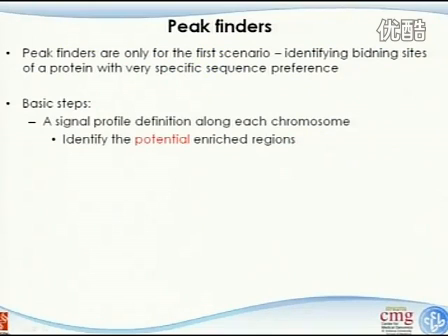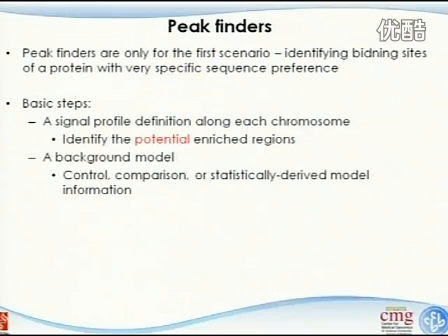The basic steps here, there's several different steps. The first step is a signal profile definition along each chromosome. So basically, whatever algorithm you use, you first scan the genome for the ChIP-seq signals and try to find some candidate regions that potentially are the binding sites. And the second step is we need to look at the background model. So meaning that if there's no binding sites, what the ChIP-seq derived signals should look like. Okay? And this can be control comparison or statistically derived model information. So we'll get into that.